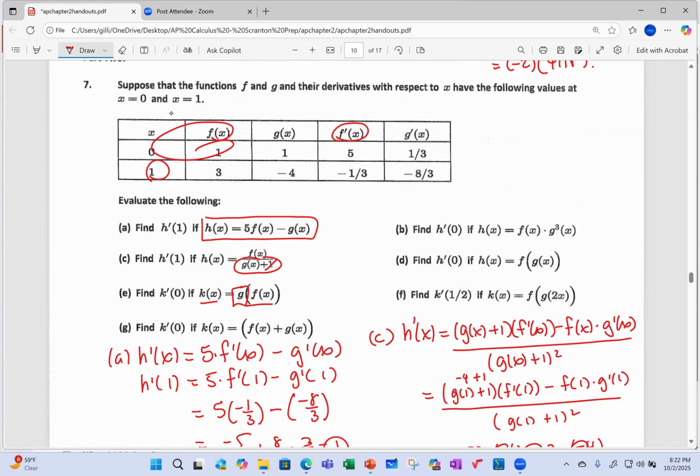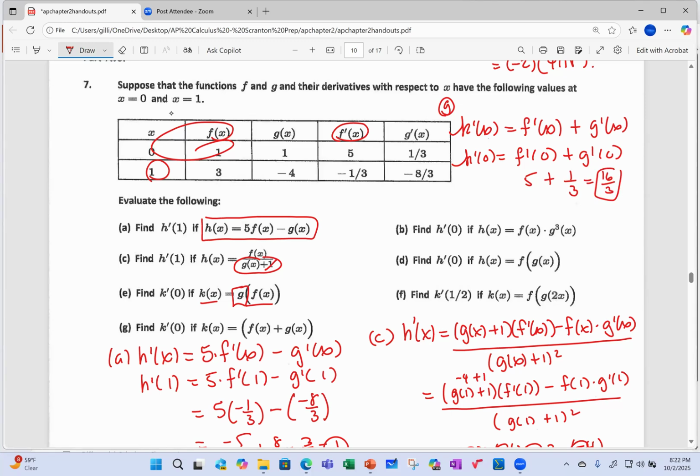In G, k prime of x equals, all you have to do is take the derivative of each piece and add them. That's all it is. So it's f prime of x plus g prime of x. And then k prime at 0 is f prime at 0 plus g prime at 0. And f prime at 0 is 5, and g prime at 0 is 1/3, which comes out to be 16/3.